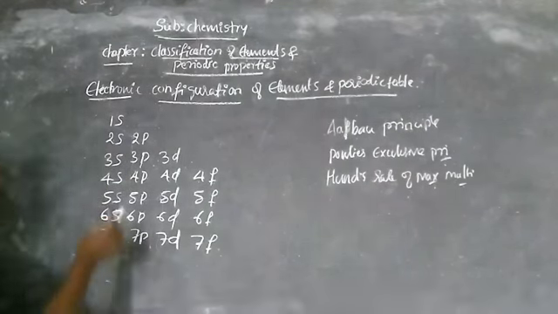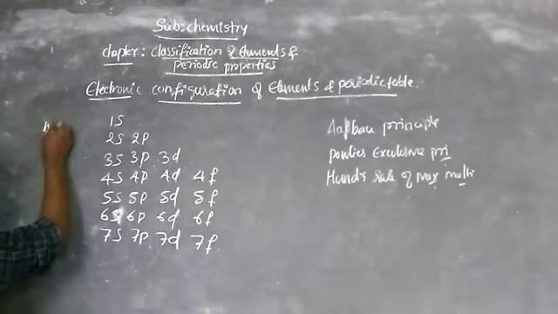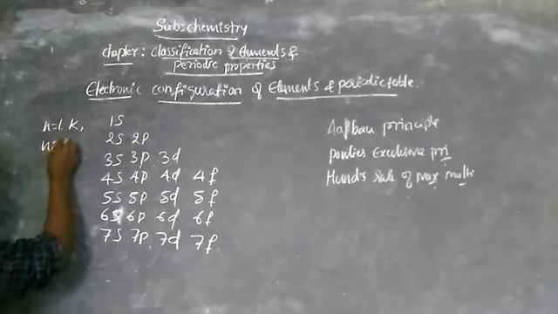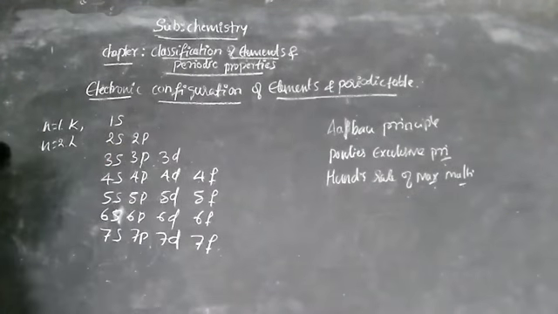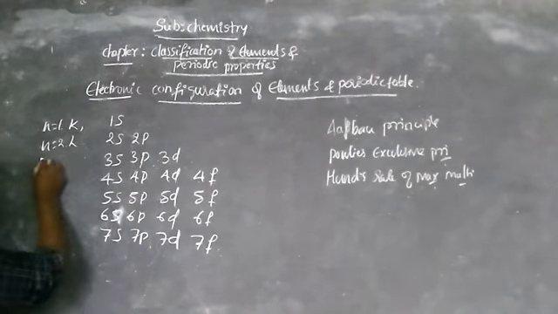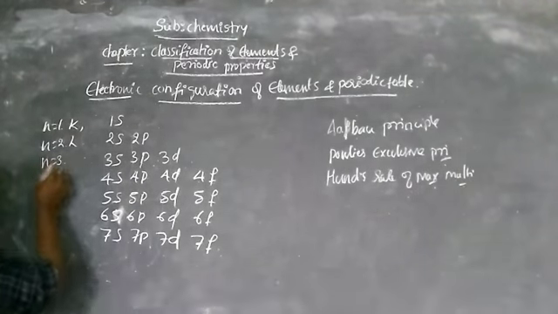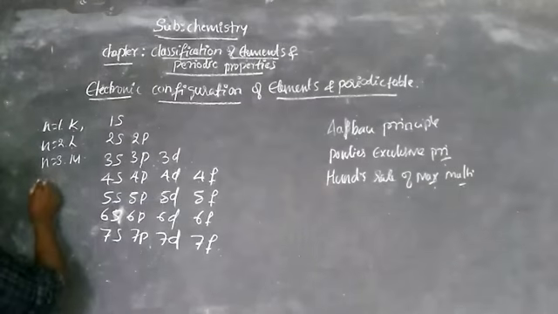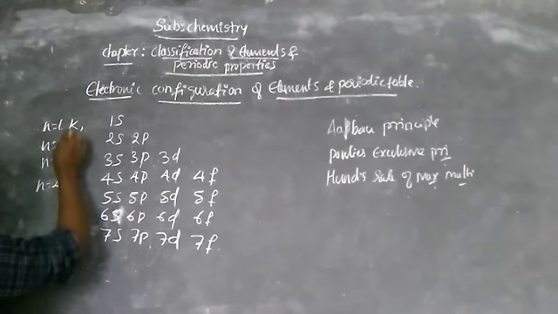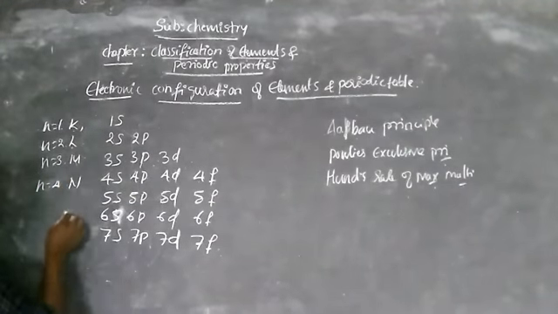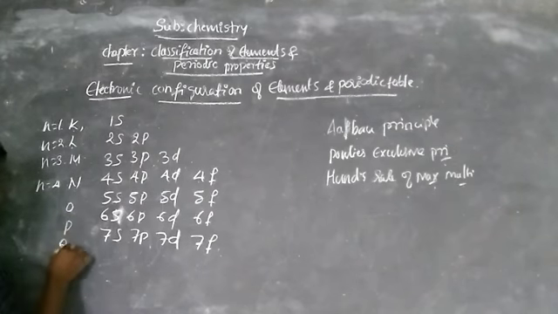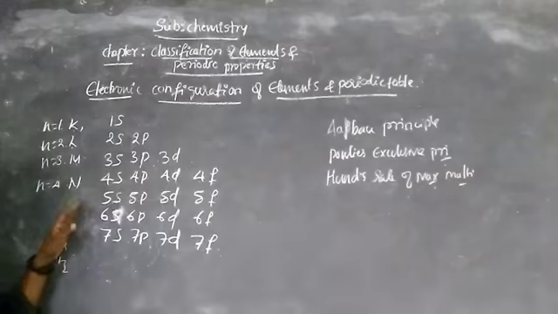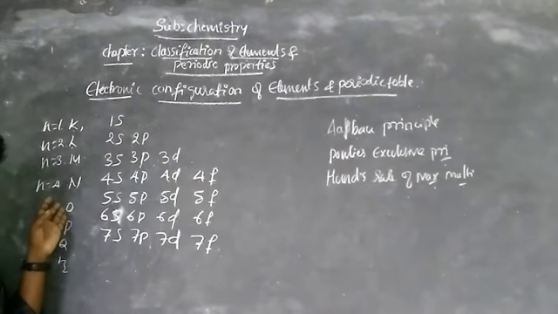Right. Now n equal to 1 is called the K shell. n equal to 2 is the L shell. The number indicates the main energy. Then n equal to 3 is the M shell, so K, L, M. And n equal to 4 is N, then O, P, Q and so on. So these energy levels are called shell numbers.